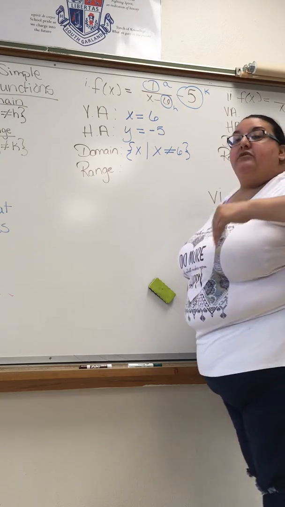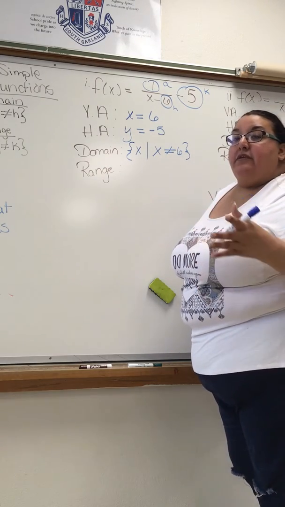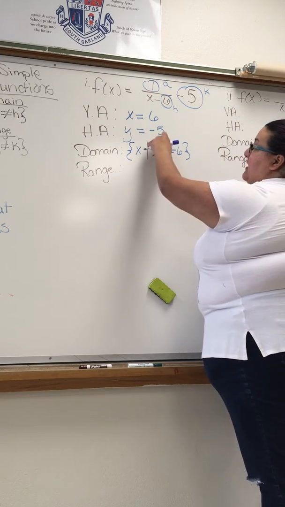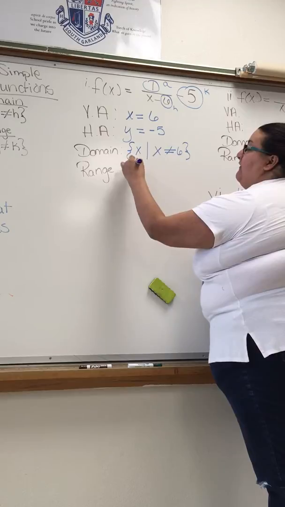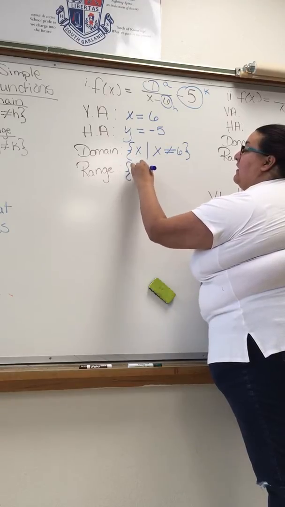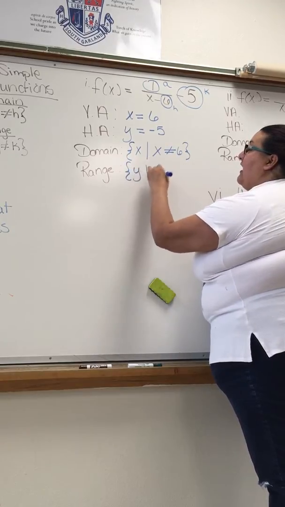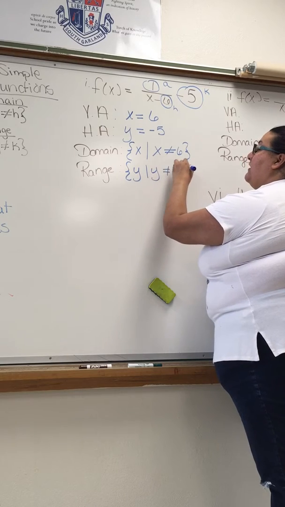And the range, we do the same thing for the range that we did for the domain. The only difference is we use the horizontal asymptote. And we do all values of y such that y is not equal to negative 5.